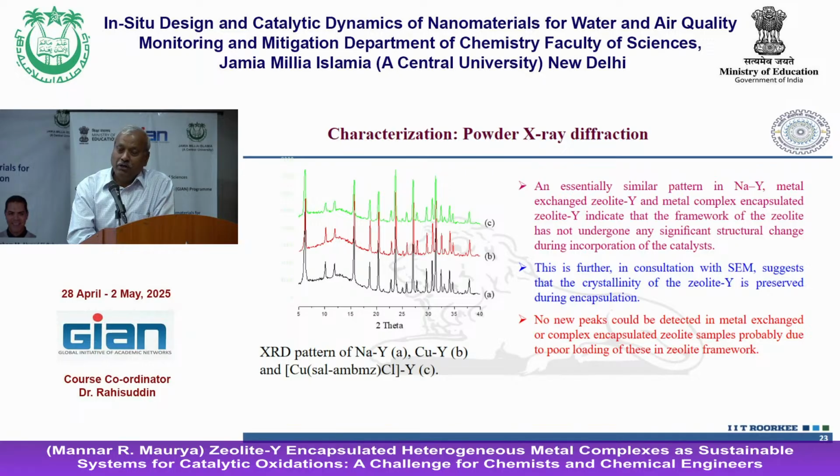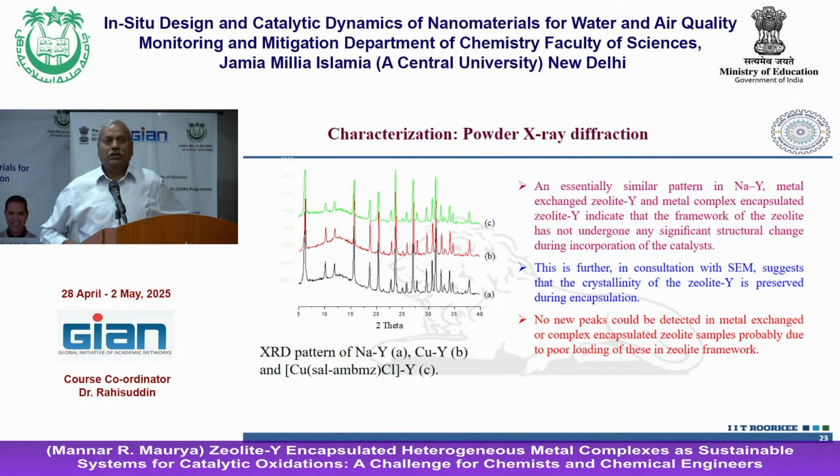Whether you have NaY, it is perfectly crystalline, and all peaks are coming due to that, because you know that crystallinity means peaks are sharper, right? So from first to second to third, what you get is that even after exchange of the metal ion, crystallinity is maintained. After encapsulation of the metal complex, crystallinity is maintained. You will see that there is no change in peaks, 1, 2, 3. I do not see any.